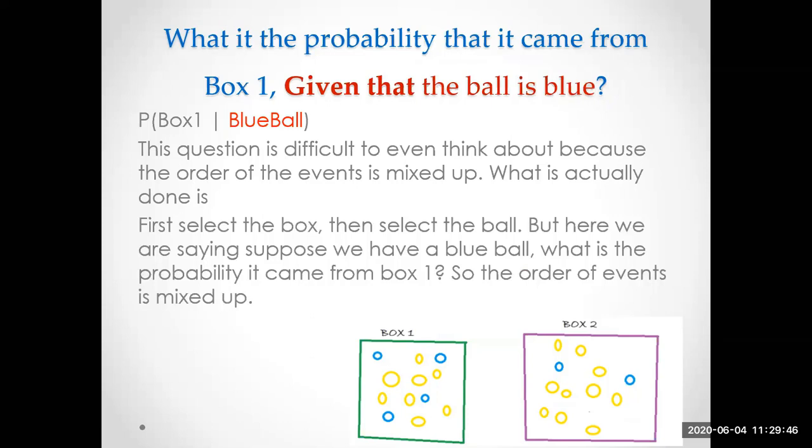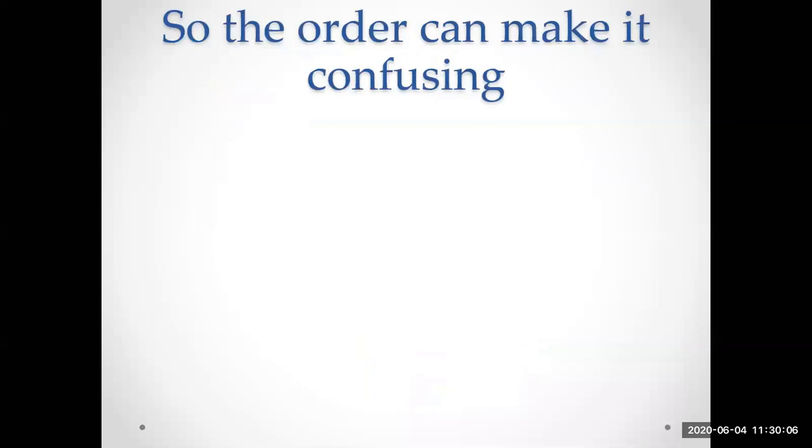First select the box, then select the ball, but here we are saying, suppose we have a blue ball, what is the probability that it came from box 1? So the order of the events is kind of mixed up. Everyone understand what I'm saying? Yes, Professor. So the order can make the question confusing.